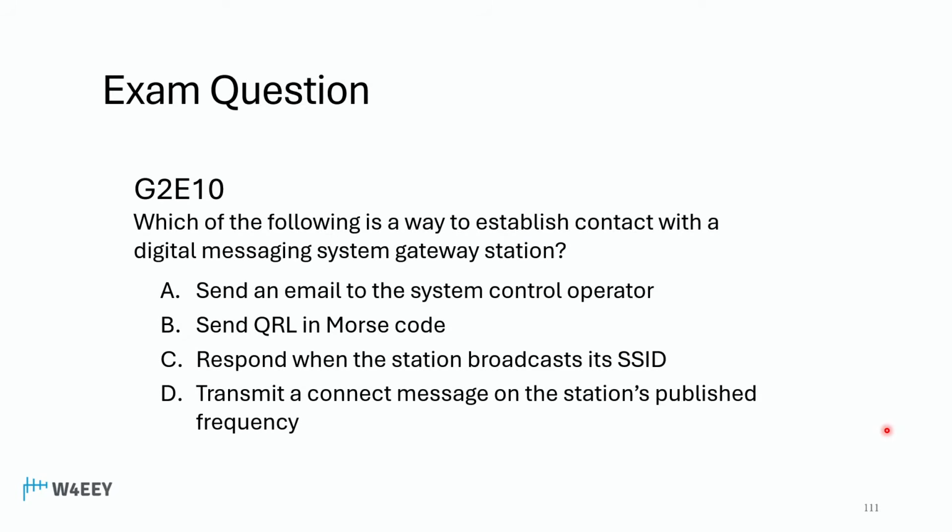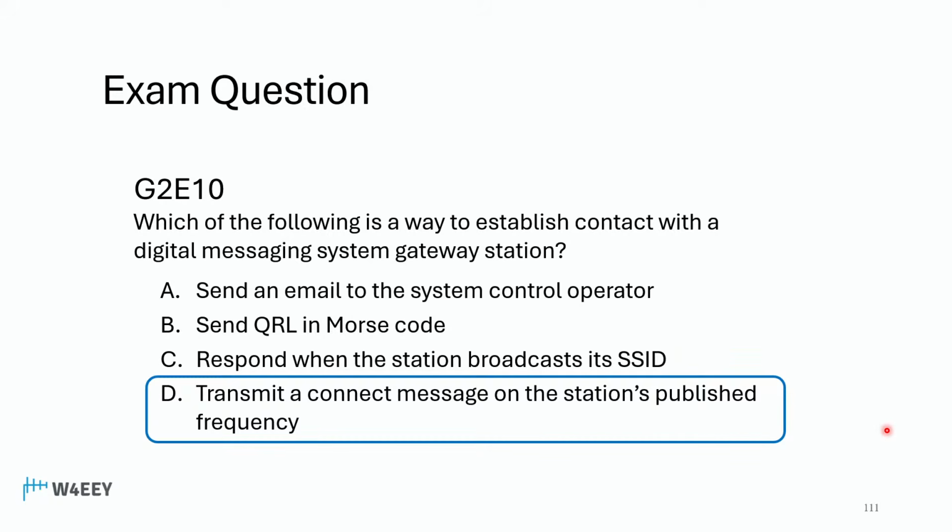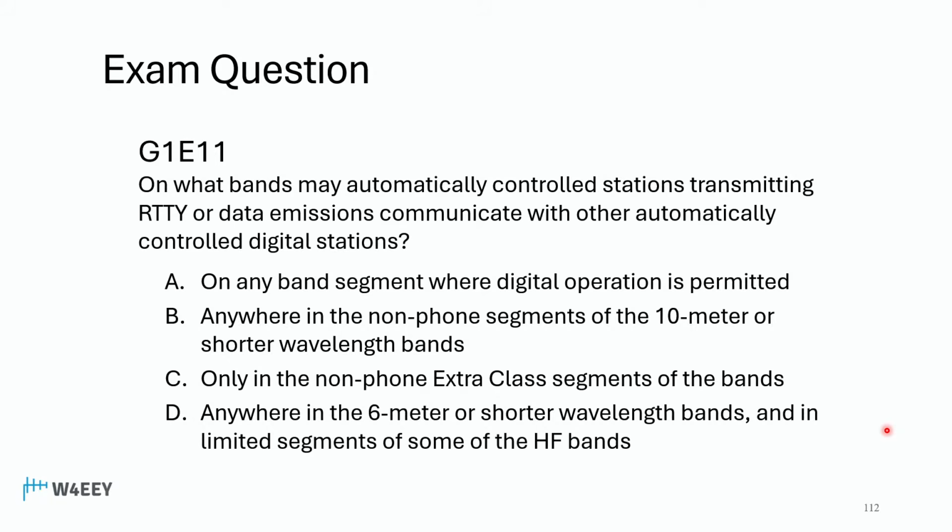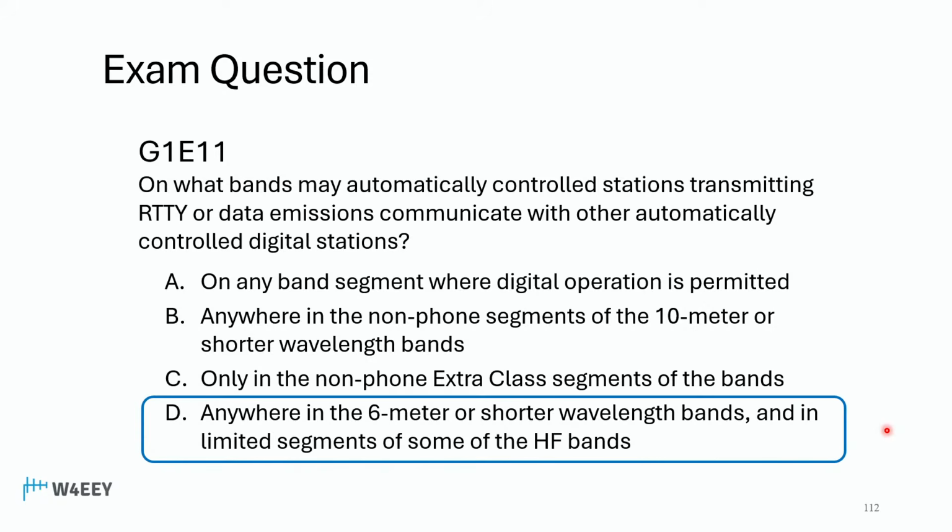All right. Which of the following is a way to establish contact with a digital messaging system gateway station? Delta. Delta, transmit a connect message on the station's published frequency. On what bands may automatically controlled stations transmitting radio teletype or data emissions communicate with other automatically controlled stations? Delta. This is delta, right? You're remembering what we talked about, anywhere in the 6 meter or shorter wavelength bands and in limited segments of some of the HF bands.